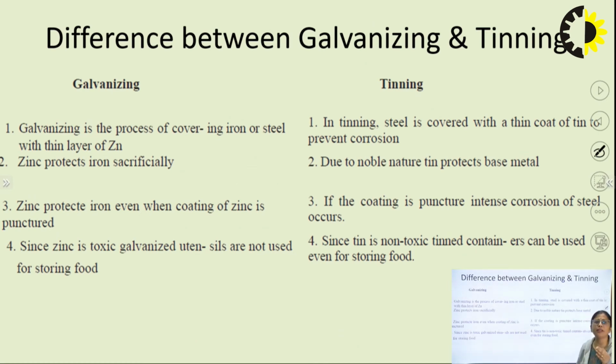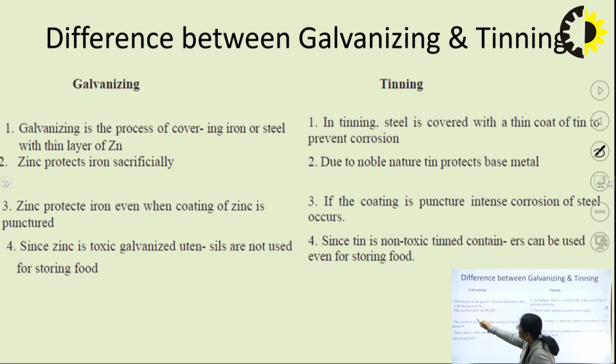The difference between galvanization and tinning. That is the difference between when we coat our metal with an anodic metal or with a cathodic metal. So, in the case of galvanizing, it is a process of covering iron or steel with a thin layer of zinc, whereas in tinning, we cover our metal with a thin coating of tin to prevent corrosion.